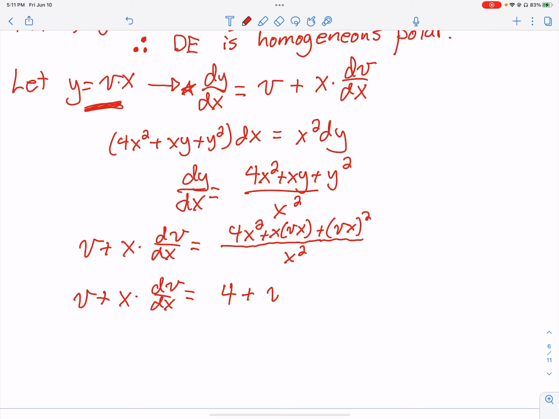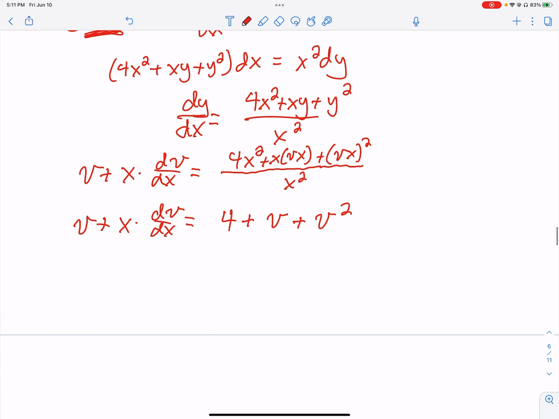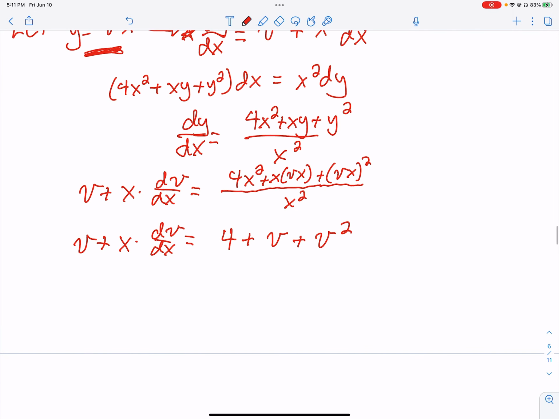4 plus v plus v². That's taking x² out of everything on the right. I have it across the top and across the bottom, so they just cancel, each one of them. We can do that since there's only 1 on the bottom. If it was flipped where 3 were on the bottom, we couldn't do that. Okay, notice there's v's on both sides, so I can just drop them. So we get 4 plus v².